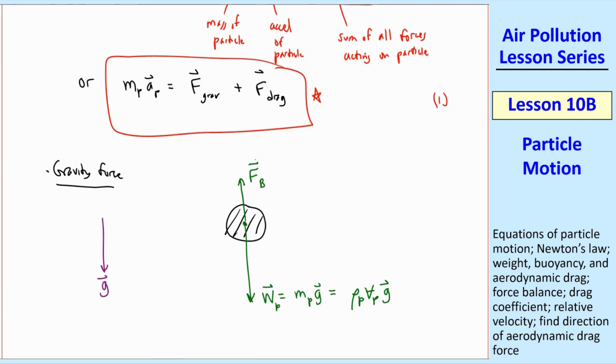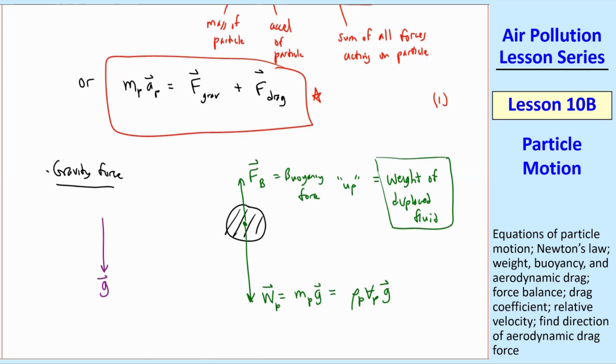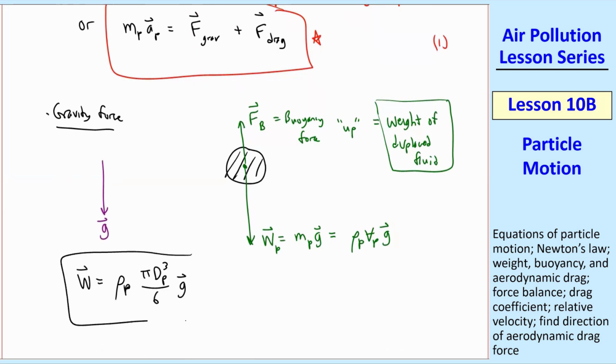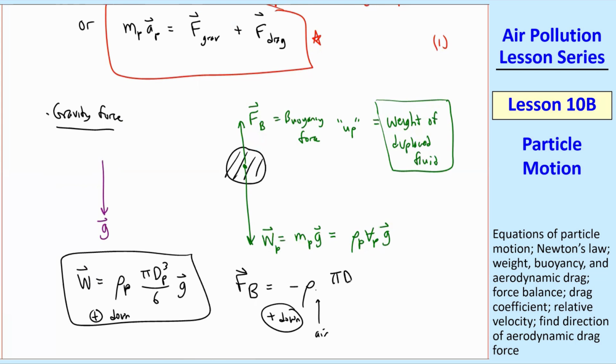But there's also a buoyancy force, Fb, which is acting up, opposite the direction of gravity. And the buoyancy force is equal to the weight of the displaced fluid. So the particle displaces some of the air, and the weight of that displaced air is equal to the buoyancy force. So working on these equations some more, W is equal to rho p times the volume, Vp, which is pi dp cubed over 6 times g. So that's the weight. Similarly, the buoyancy force, Fb, we're making this force positive downward, so it's the opposite direction. Negative rho, not of the particle, but of the air, so there's no subscript, and then the same volume, because we've displaced the same volume of air as the particle itself.